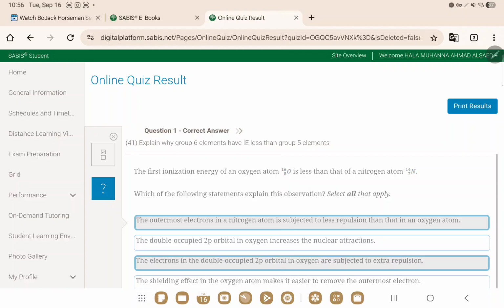Now, first, the ionization energy of an oxygen atom is less than that of a nitrogen atom. Ionization energy, what is it? It is the energy required to remove an electron from each gaseous atom or ion in a mole of atoms or ions, which means it's the amount of energy you need to remove an electron from any atom or ion in the gaseous state for a mole of them.